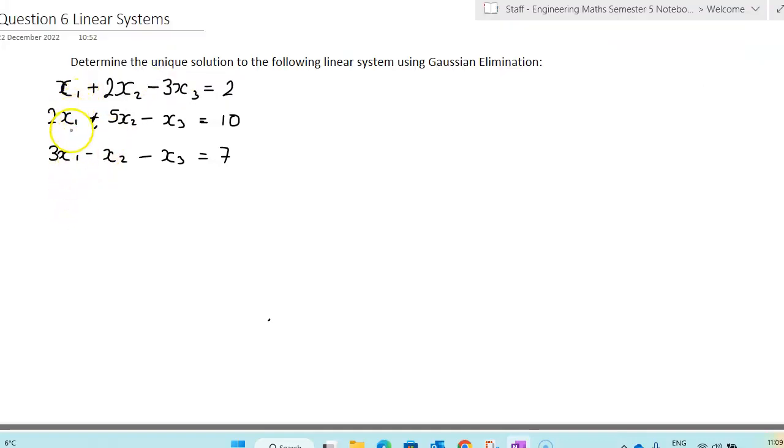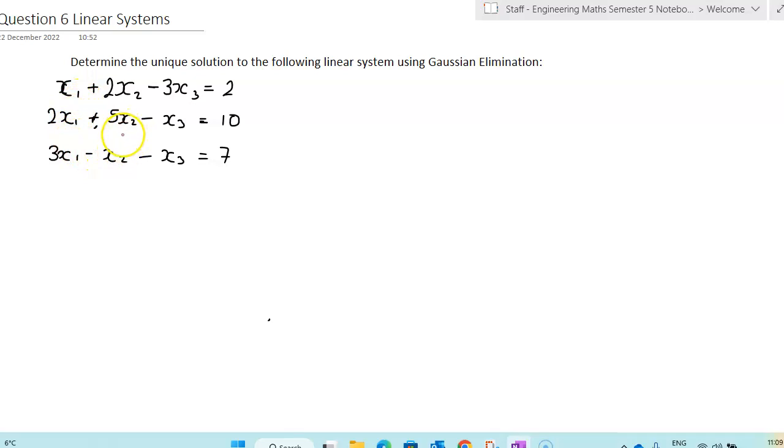We'll convert this system of linear equations into matrix format. So we take the coefficients of the x's, and that's going to be 1, 2, minus 3 on the top row, 2, 5, and minus 1 on the second row. And the third row we have 3, minus 1, minus 1.